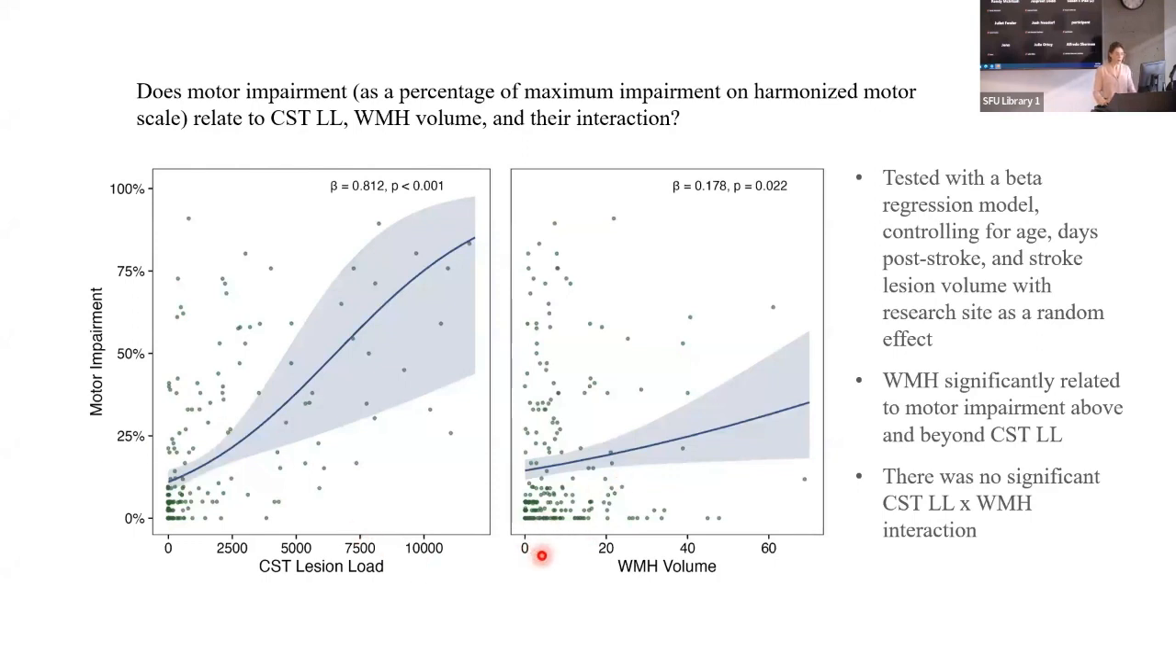However, we also saw, over and above corticospinal tract damage, age, days post-stroke, and stroke lesion volume, a relationship between white matter hyperintensities and motor impairment. However, and this was contrary to our hypothesis, there was no significant interaction between corticospinal tract lesion load and white matter hyperintensity volumes. What I initially expected to see was that this interaction would indicate that at different levels of white matter hyperintensity volume, you maybe have different directions in the effect of the CST lesion load relationship, but we didn't observe that.